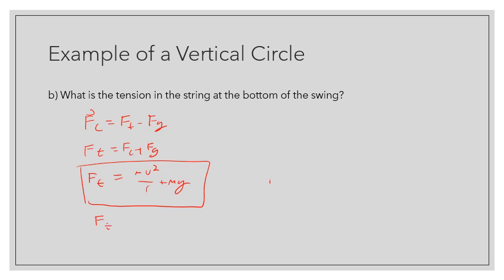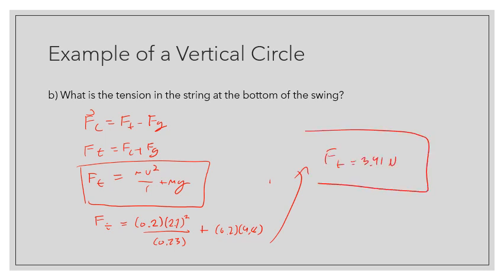So the force of tension is equal to 0.2 times 2.7 squared over 0.75, plus 0.2 times 9.8. The force of tension comes out to be 3.91 newtons. So that's how you would approach a vertical circle question.